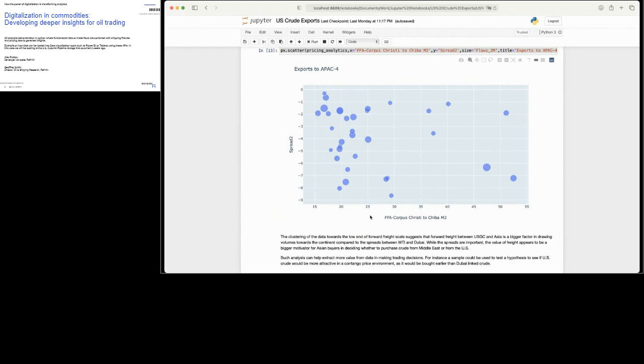Such analysis can help extract more value from data in making trading decisions. For instance, one could conceivably use a sample to test a hypothesis to see if US crude would be more attractive in a contango price environment, as it would have been purchased earlier than the Dubai-linked crude.